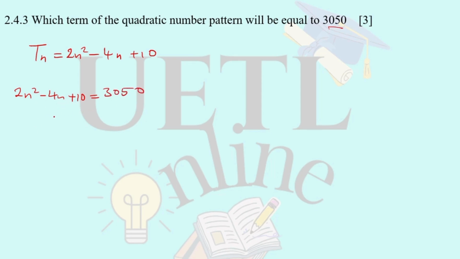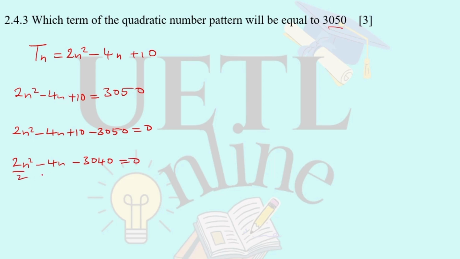How do we solve it? We just have to put this thing this side. Then it becomes 2n squared minus 4n plus 10 minus 3050 is equals to 0. Okay, so simplifying this, you're going to get 2n squared minus 4n. Then this one, we're just going to say this one minus this one is going to be minus 3040 is equals to 0.